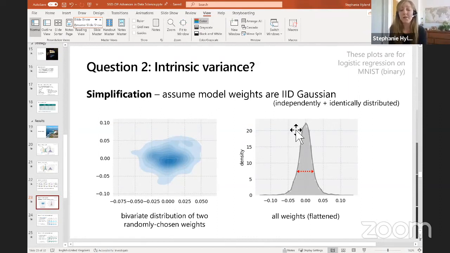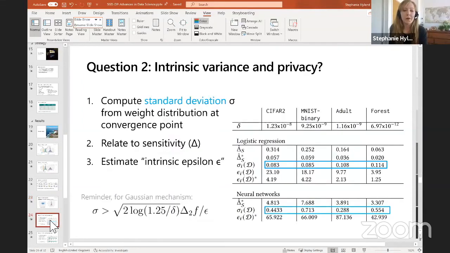So having done this, this is plotting the flattened distribution over all the weights. It looks kind of Gaussian, maybe a bit more heavy-tailed. What we want to compute is something along the lines of this red line, which is the variance. We can do this for our 4 data sets, and then we can relate it to the intrinsic privacy.